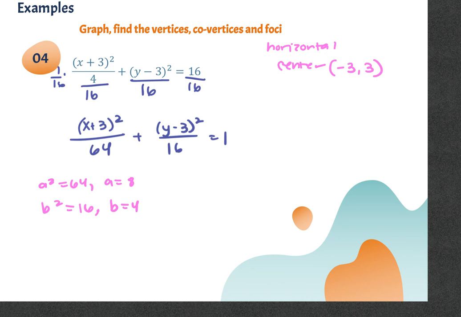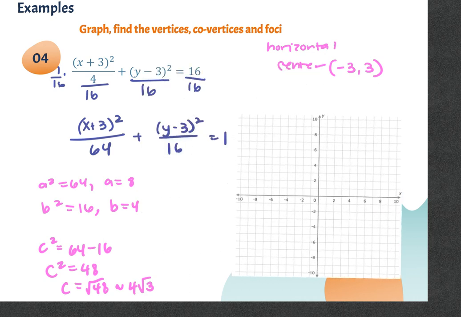Okay. C squared is 64 minus 16, which is 48. And we did this already. Square root 48, which is what we're going to graph. But 4 root 3, sorry. 4 root 3 is the simplified version of that square root.